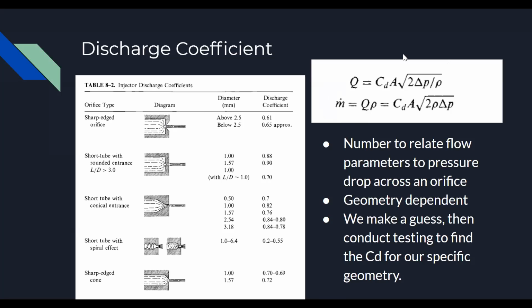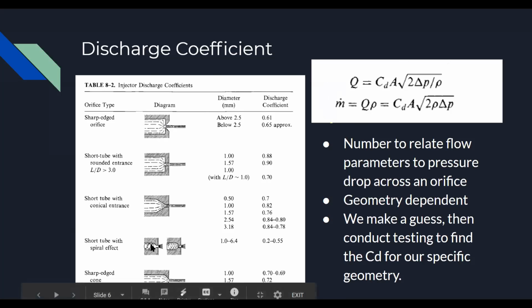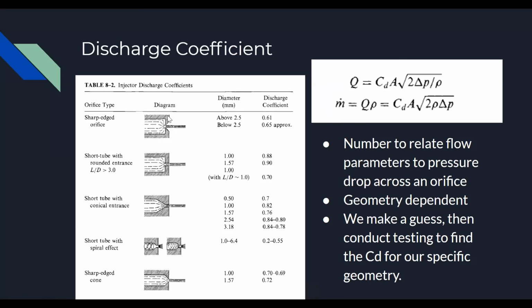CD is the discharge coefficient, and delta P is the pressure drop across the orifice. This table shows a bunch of different orifices. Delta P is basically the pressure on this side of the orifice minus the pressure over on this side of the orifice.